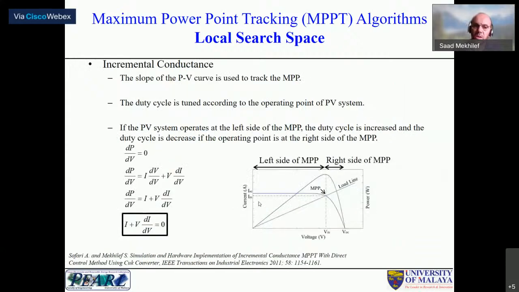We have the incremental conductance also. It's based on a similar idea. It divides the power curve into 2 regions, the left-hand side and the right-hand side. And this is the formula, dP over dV equal to 0. Once this is satisfied, that corresponds to the MPP.